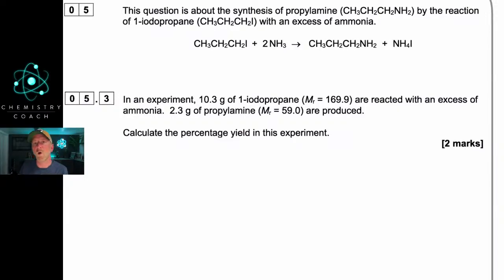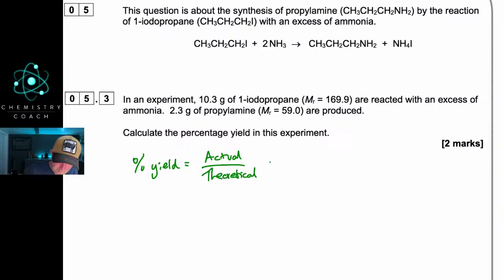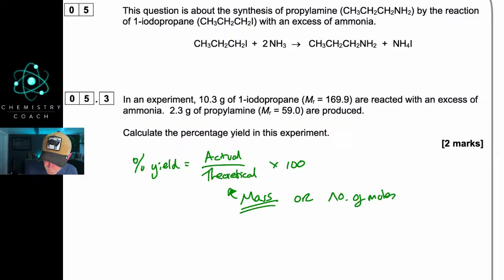Now, I know we all know what the equation for percentage yield is: percentage yield equals your actual divided by theoretical times by 100. Okay, that's what that is. To be fair, in this question here, they're asking you to calculate the percentage yield, and that's absolutely fine. That's nice and straightforward. Little word to the wise though, guys, this can be mass or it can be number of moles. Usually you end up with one of each, and it's really annoying.